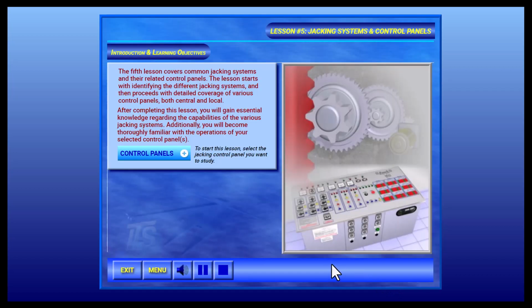The fifth lesson covers common jacking systems and their related control panels. The lesson starts with identifying the different jacking systems, and then proceeds with detailed coverage of various control panels, both central and local. After completing this lesson, you will gain essential knowledge regarding the capabilities of the various jacking systems. Additionally, you will become thoroughly familiar with the operations of your selected control panels.